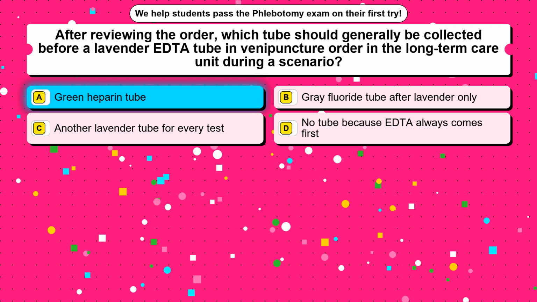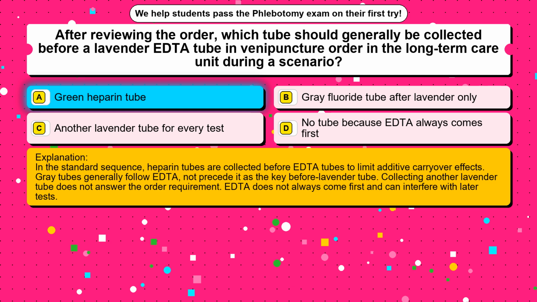The correct answer is option A. Green heparin tube. In the standard sequence, heparin tubes are collected before EDTA tubes to limit additive carryover effects. Gray tubes generally follow EDTA, not precede it as the key before the lavender tube. Collecting another lavender tube does not answer the order requirement. EDTA does not always come first and can interfere with later tests.